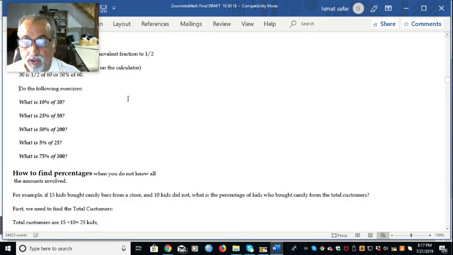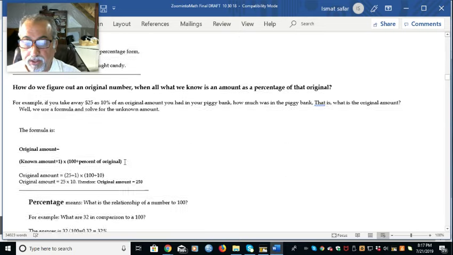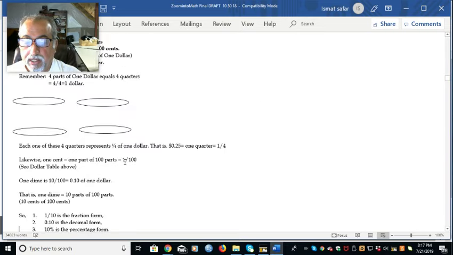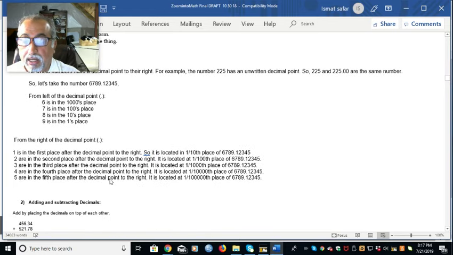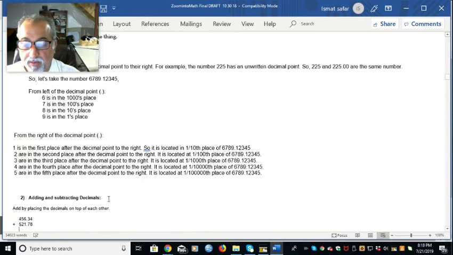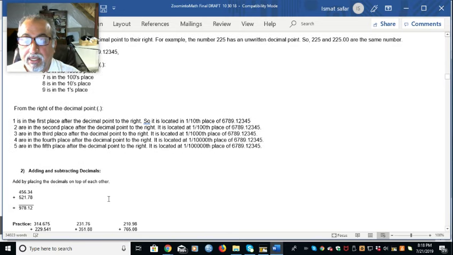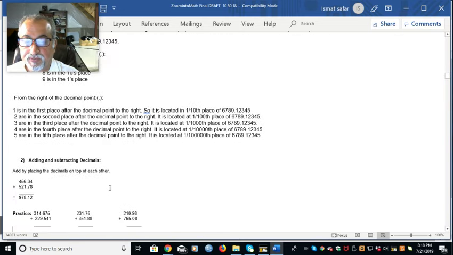Now, let's go back to our lesson for today, which is going to be starting decimals. Okay. Decimals. We got the dollar table. We got the quarters and dimes last time, remember? Okay. Adding and subtracting decimals.